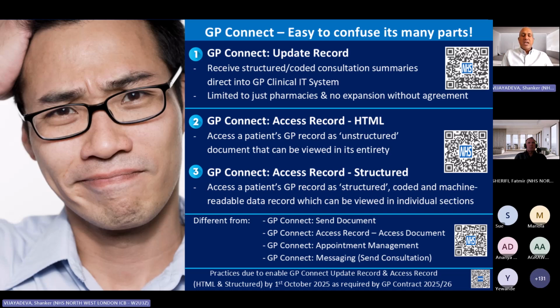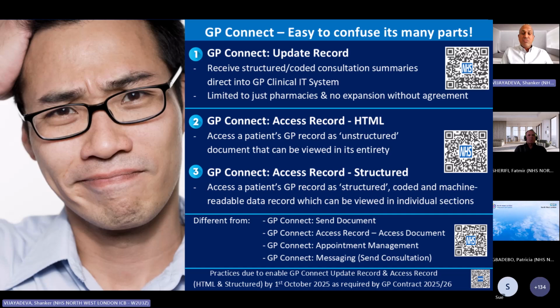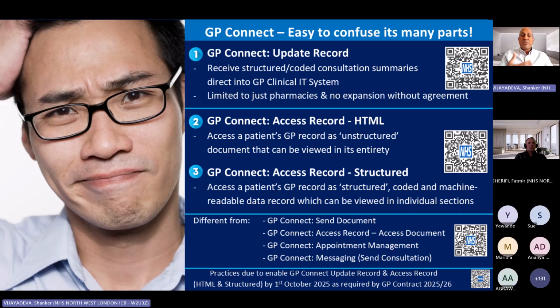The next element is GP Connect Access Record Structured. Now, it makes it far more usable. The structured view means that it's coded, machine readable, and it can be pulled into different systems. So it's just more user friendly. You can see sections and navigate it better. So this is a bit of first confusion we need to think about. Update Record is stuff coming into us at GP practices, and Access Record is where other organisations can access some of that GP record. One thing to be really clear about is that patient consent is required with the Access Record. You have to check that the patient is happy for that organisation to view the record.